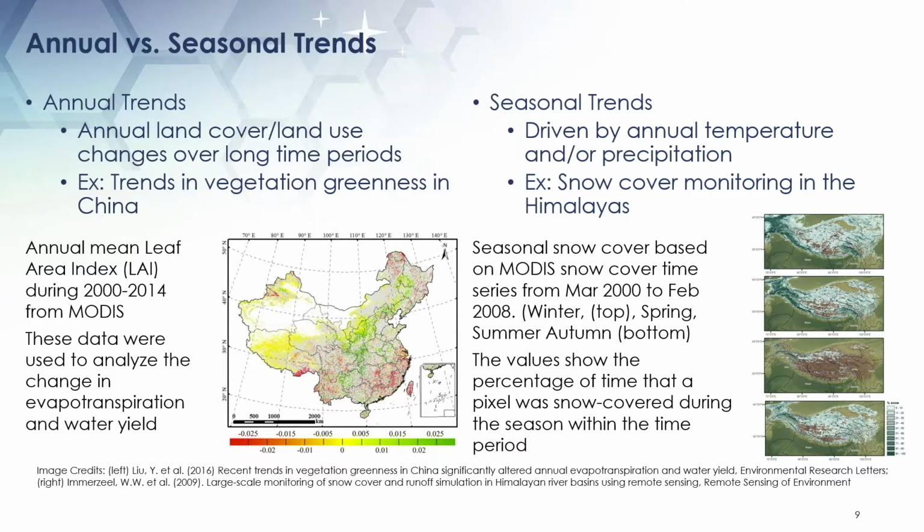Annual trends occur over many years. Here's an example of changes in vegetation health in China on the left. In this example, the leaf area index, or LAI, was calculated for each year from 2000 to 2014, and changes in the LAI could be related to water availability. Seasonal trends are often driven by environmental factors like temperature or precipitation. In the example here on the right, you can see changes in seasonal snow cover with MODIS from the winter to summer months.